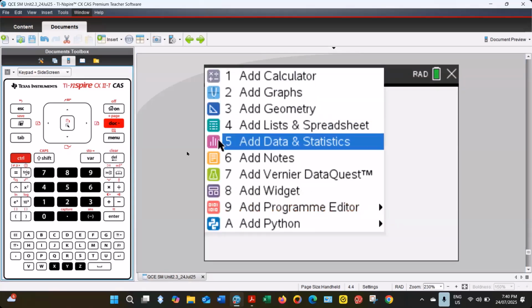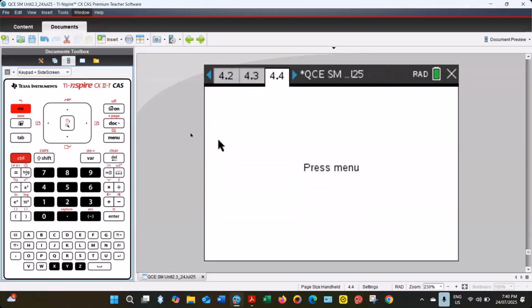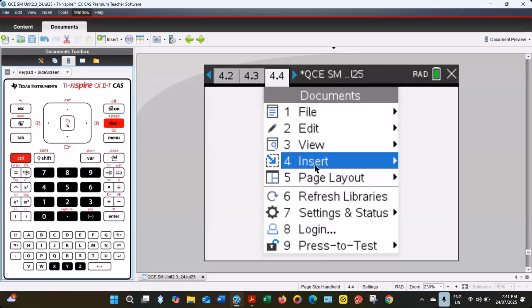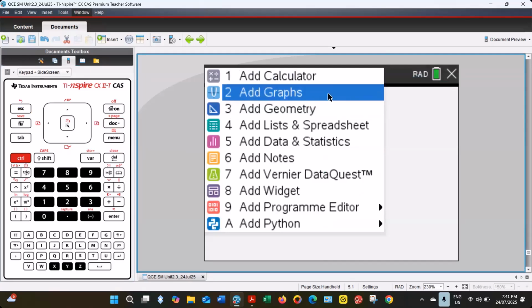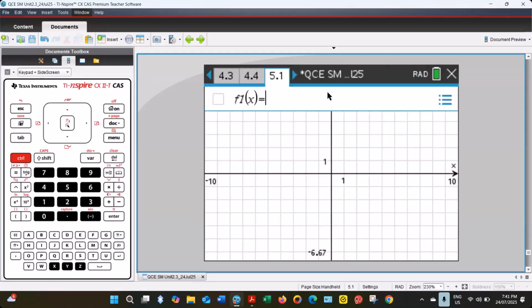I'll add a geometry page. Actually, I'll do this in a new problem just to make sure that I haven't got any saved variables from previous problems. So to put in a new problem in a document, it's doc, insert, problem, and graphs. So I'm going to start off with a very simple graph, y equals x.